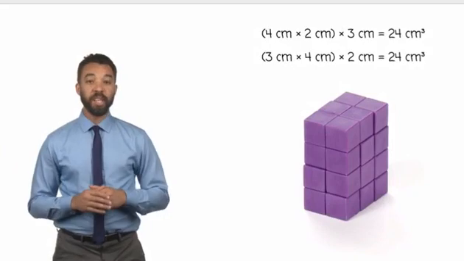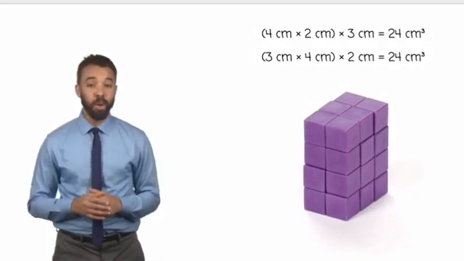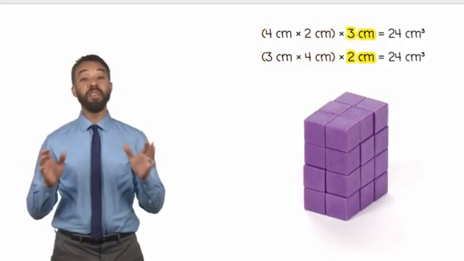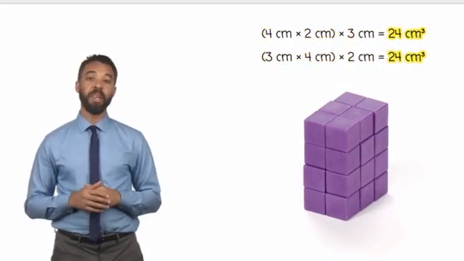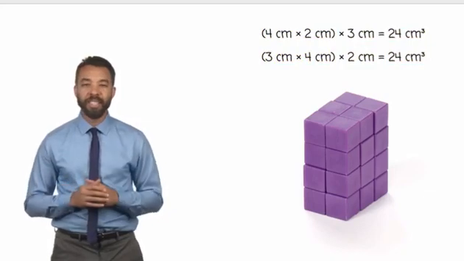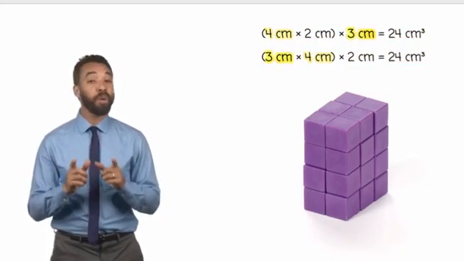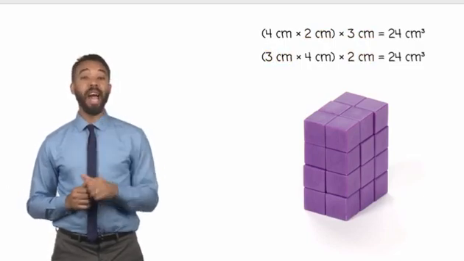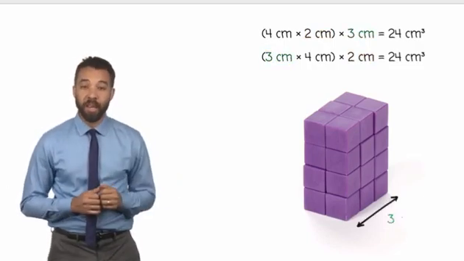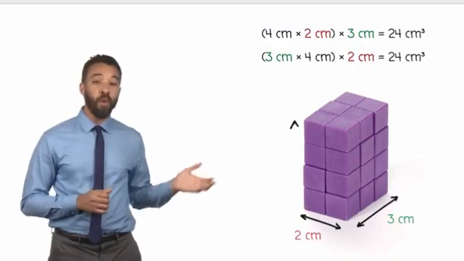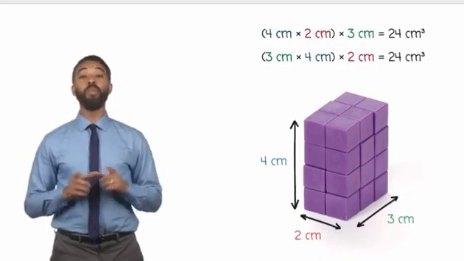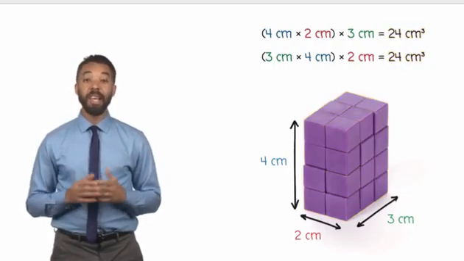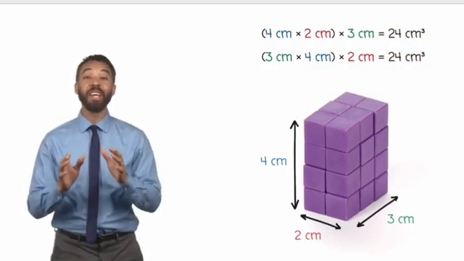We already knew we could count the number of cubes to find the volume, but this time we multiplied the area of one face by the number of layers to find the volume. Did you notice a pattern in our equations? We multiplied all 3 dimensions, just in a different order. Multiplying the 3 side lengths together, 3 centimeters, 2 centimeters, and 4 centimeters in any order will give us the correct volume, 24 cubic centimeters. This is true for any rectangular prism.